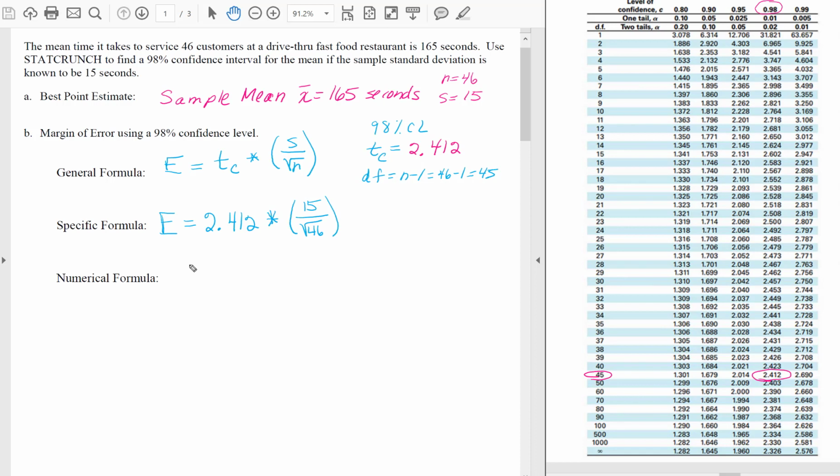Entering that on the calculator, I'll write the directions down here. It's going to be 2.412 times, open parentheses, 15, divided by square root of 46. Some of you might need to put parentheses around the 46. Close your parentheses for that operation and hit enter.